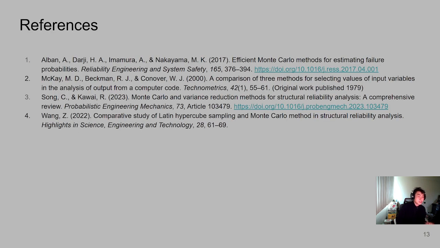And yeah, basically that is the end of my sharing. And here are the references, which also include McKay's paper, which is a really original work published in 1979, which invented this method.